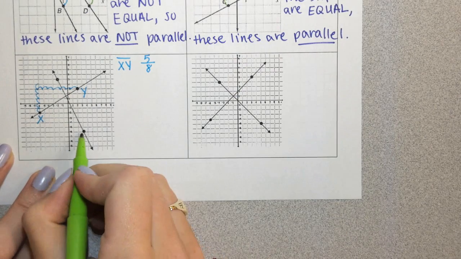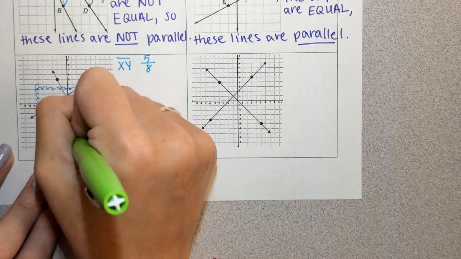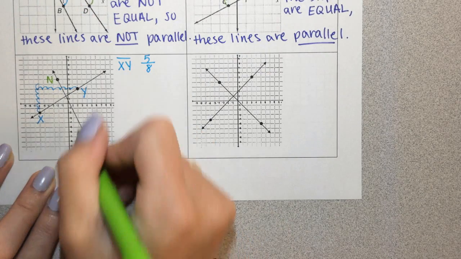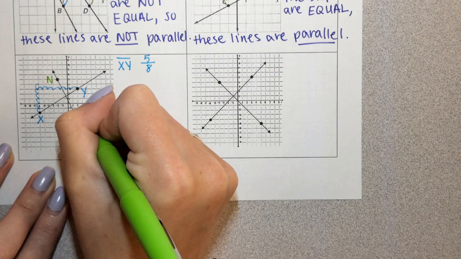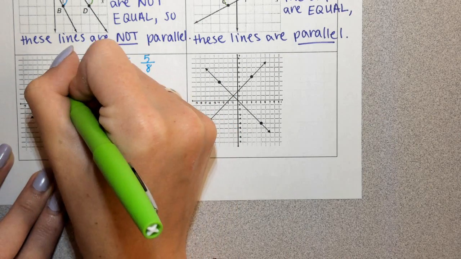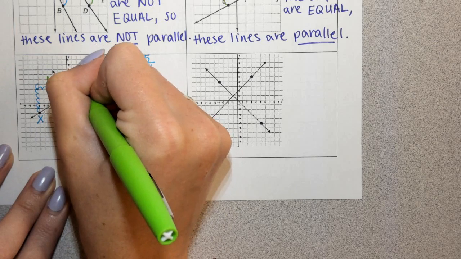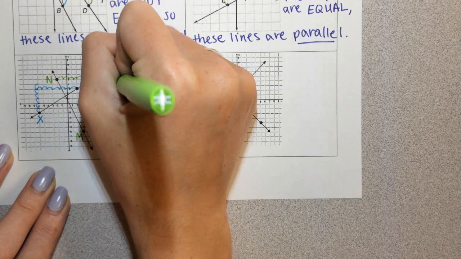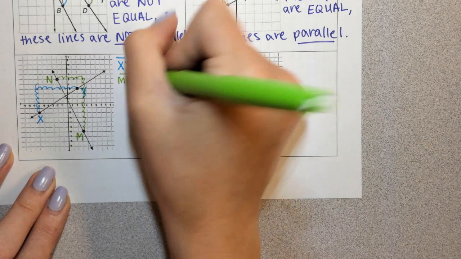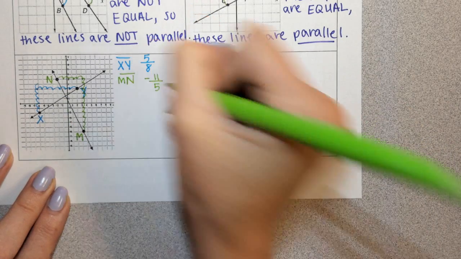And then same thing, I'm going to name these points. I'm going to pick M and N. And pick whatever letters you like. Let's do our rise over our run to find that slope. So MN has a negative slope, -11/5.